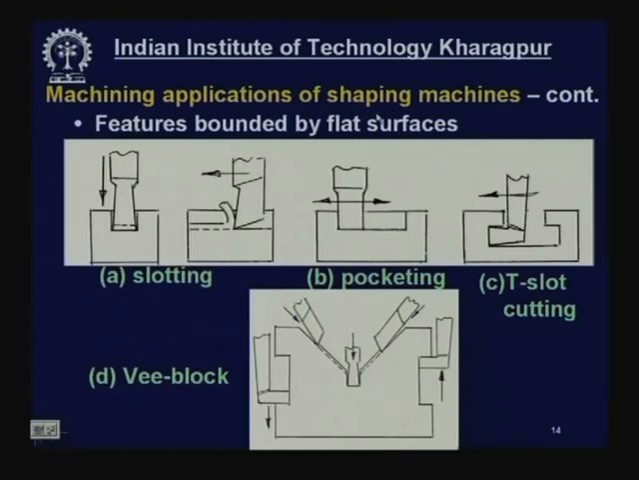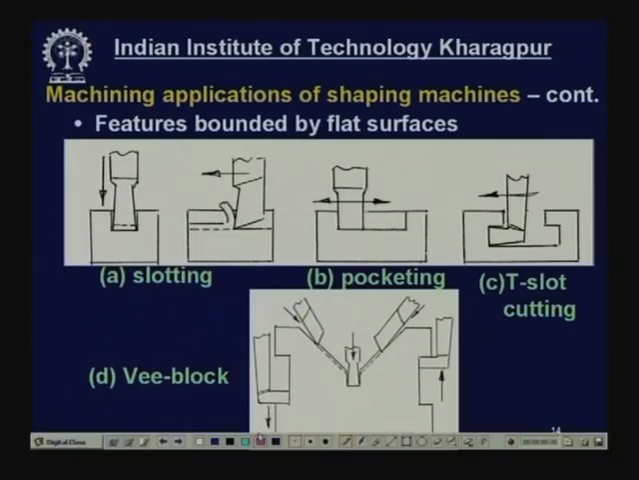Machining applications of shaping machine. Next is features bounded by flat surface. Here you see that this is a slot, this is the block, and we want to make one slot like this. Now, this will be done by this shaping tool, and first of all this was flat, now layer by layer material will be removed. So, this material will be removed layer by layer.